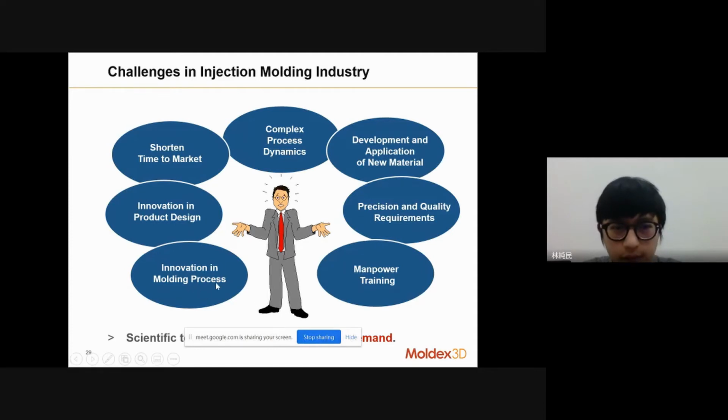And the innovation in molding process, we have a lot of experience here, because we have a lot of customers from different industries. Then when our potential customers want to experience our software, we can still give them some technical support and some suggestions to improve their manufacturing process.